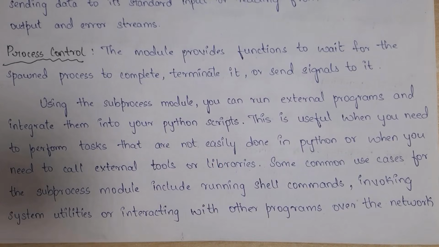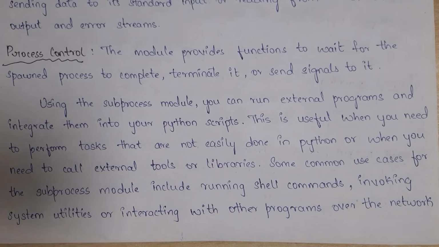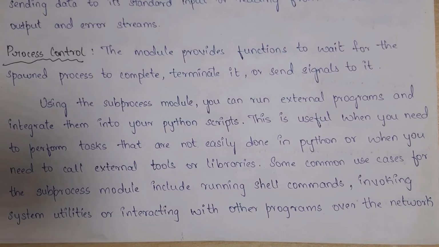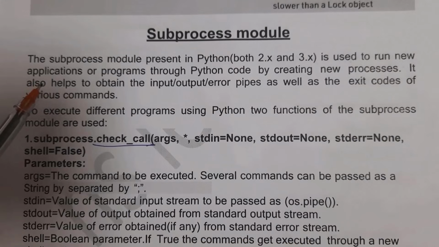I already said before, by using the subprocess module, we can run different programs like C programs and Java programs in Python itself. This is useful when you need to perform tasks that are not easily done in Python. For example, some programs are very hard in Python. So by using the subprocess module, you can run that hard program in a different programming language and integrate it into your Python script. The subprocess module is present in both Python version 2 and version 3.